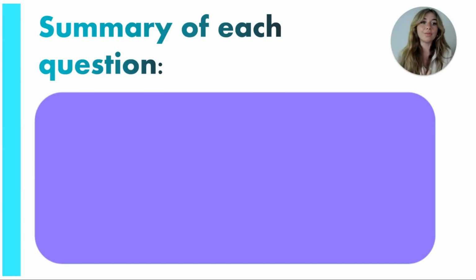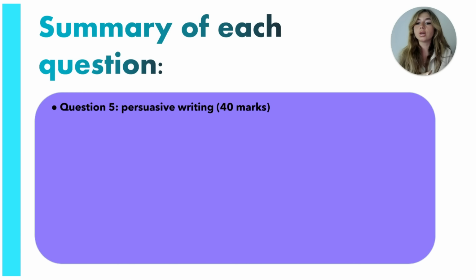So let's go through a summary of each question. You should be able to know off the top of your head what each question is. When you know what question it is, then you'll be able to know the techniques and the structures that go with it. So question 5 is persuasive writing and it's 40 marks.